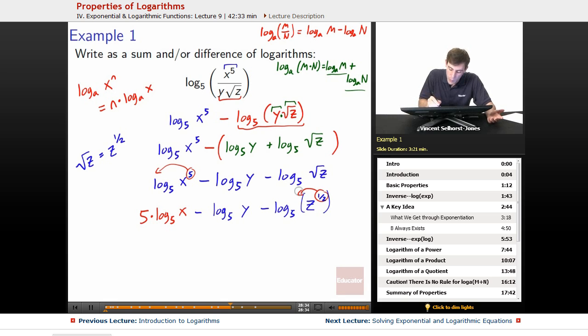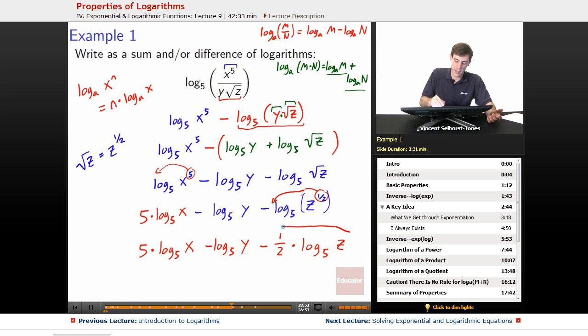And now we can bring this down as well. Oops, not to there, but we have to move it all the way to the front of the log. There we go. So we've got 5 times log base 5 of x minus log base 5 of y minus 1/2 times log base 5 of z. And there we go. We've managed to write this entirely using very simple things inside of our log, just x, y, and z.